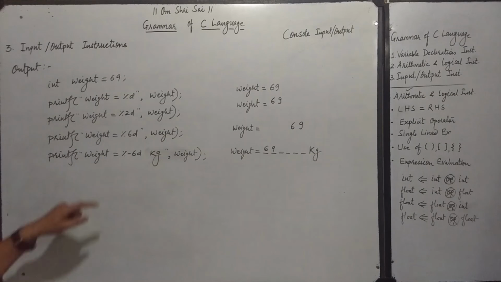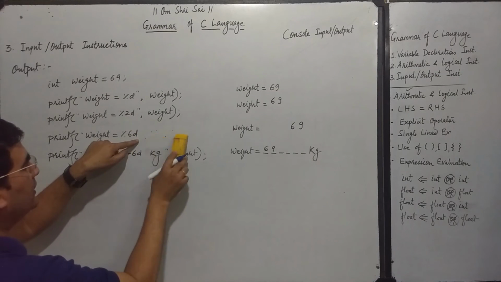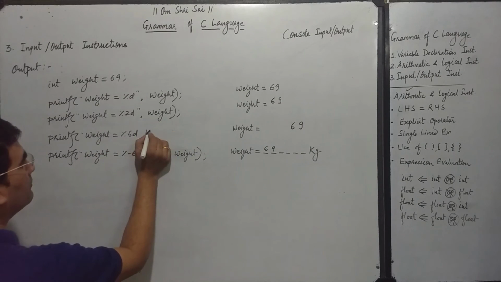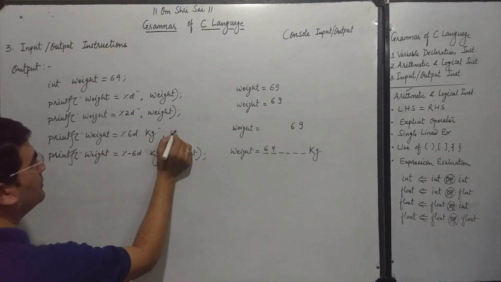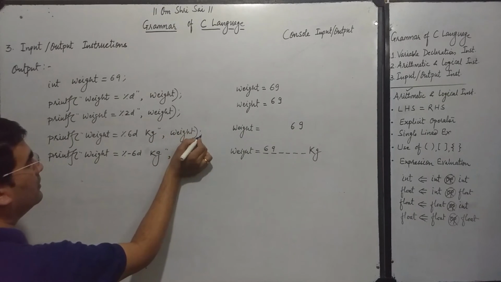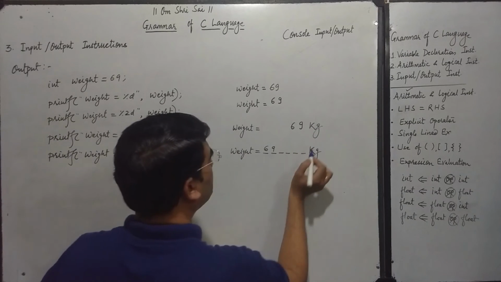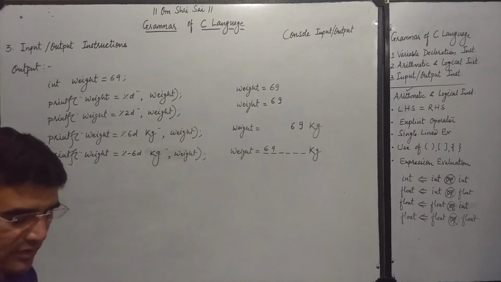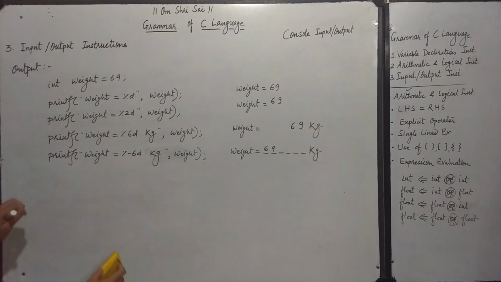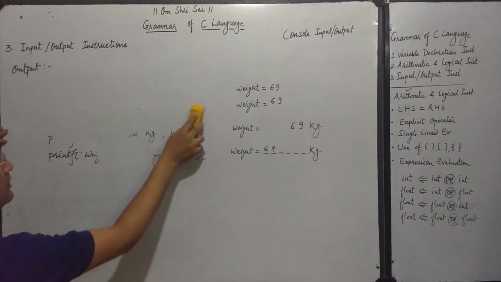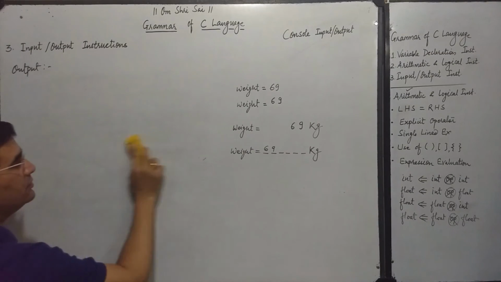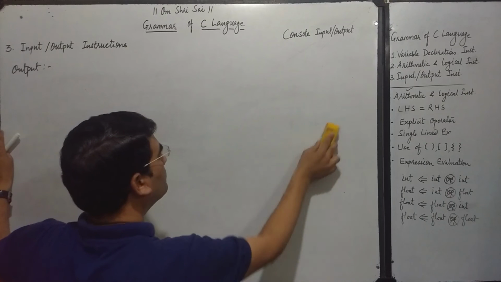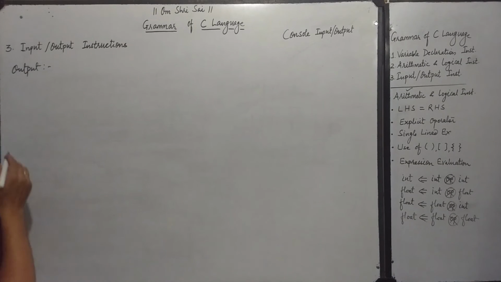If I change in the same manner, what will be the output over here? If I write kg, so here this kg will be displayed like that. That is the formatting. Now in the similar fashion, we should see the float formatting. What is float formatting? Let's say I print some outputs with the float formatting.